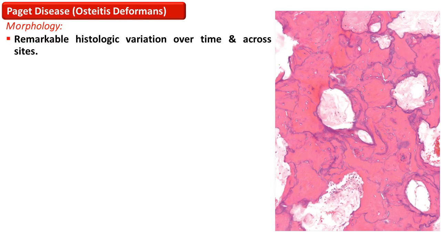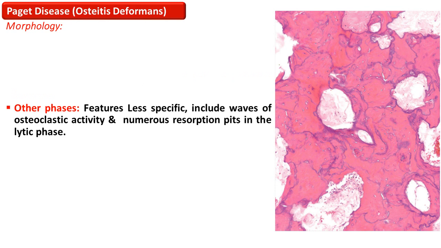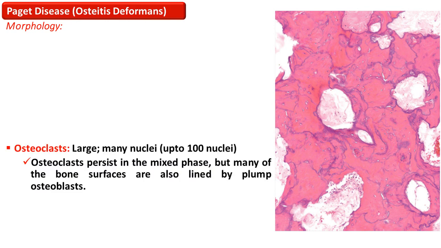As the disease is characterized by various stages, there is variation in the histology of Paget disease over time and across the site. The hallmark of the osteosclerotic phase is the mosaic pattern, which is also termed a jigsaw puzzle-like appearance. While other phases have less specific features. That includes osteoclastic activity, and there is presence of resorption pits in the lytic phase. The characteristic morphology of the osteoclast we have discussed many times earlier.